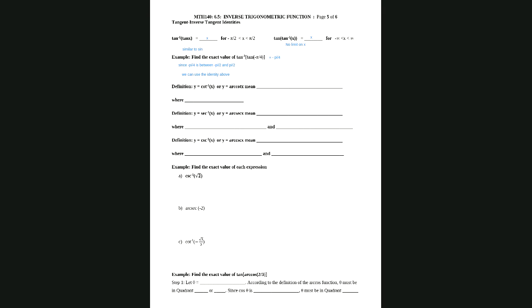Okay, next we're going to have the definition for the other three inverse functions. First up is the inverse cotangent function. So if y is equal to inverse cotangent of x, or you could say y equals arc cotangent x, those mean the same thing. That means x is equal to the cotangent of y, and y is between 0 and pi. So this is similar to the inverse cosine.